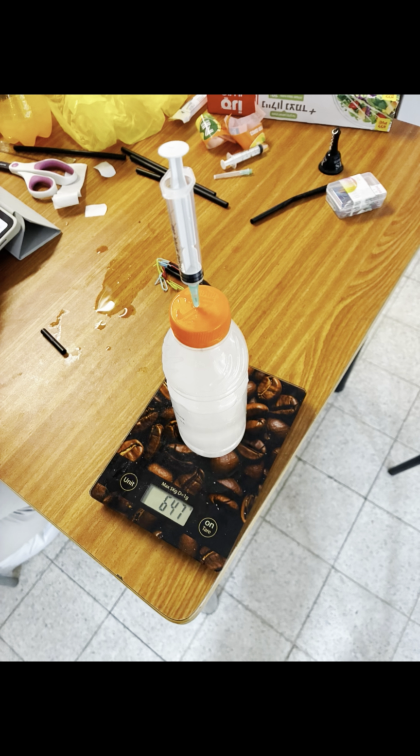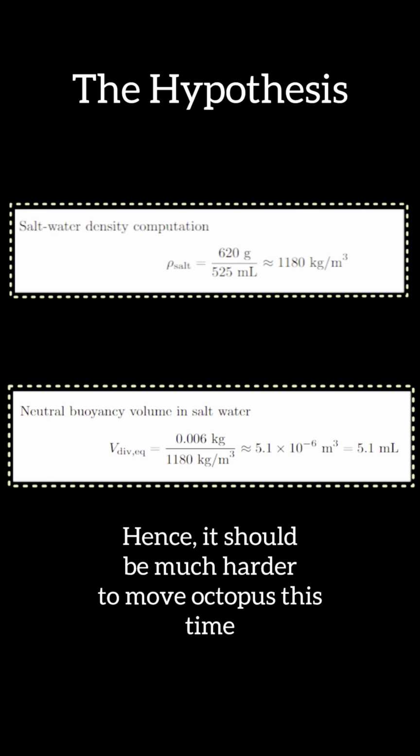Next, we repeated the experiment with salt water to model ocean water. The mass of the liquid increased from 525 grams to 620 grams, so the saltwater density was approximately 1180 kilograms per meter cube, which is significantly denser than tap water.